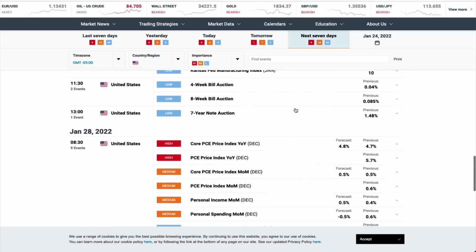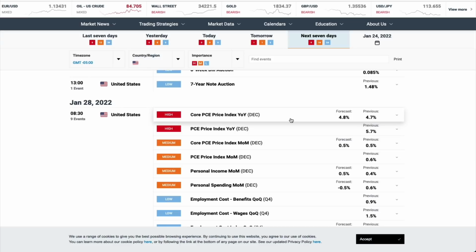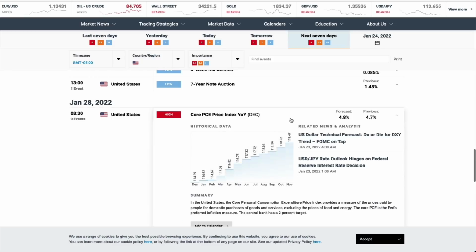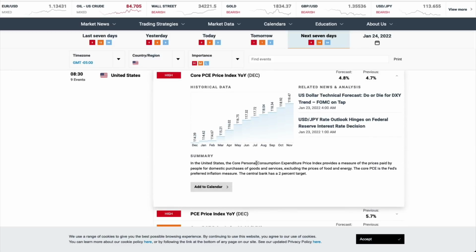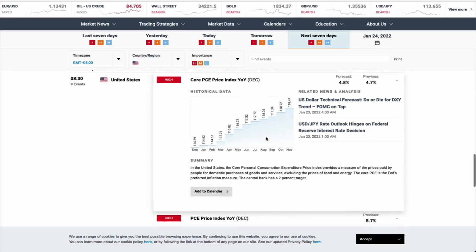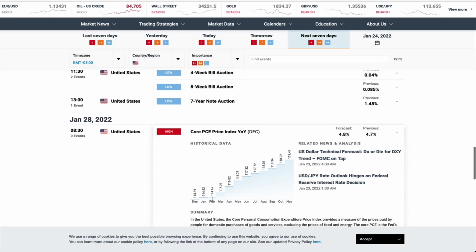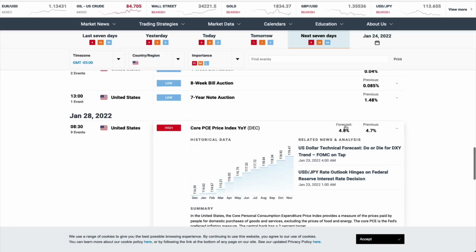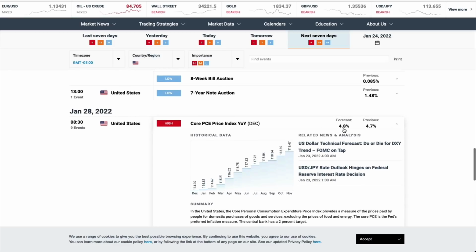And then you have the big number on January 28th, the core personal consumption expenditure price index. It's issued as an index. I think the base year, the 100 year, is 2012. Before that, it's lower. After that, it's higher. So if you don't like reading it as an index, it does have the quarter over quarter. Well, this will be year over year. Forecast 4.8%. Is that high?